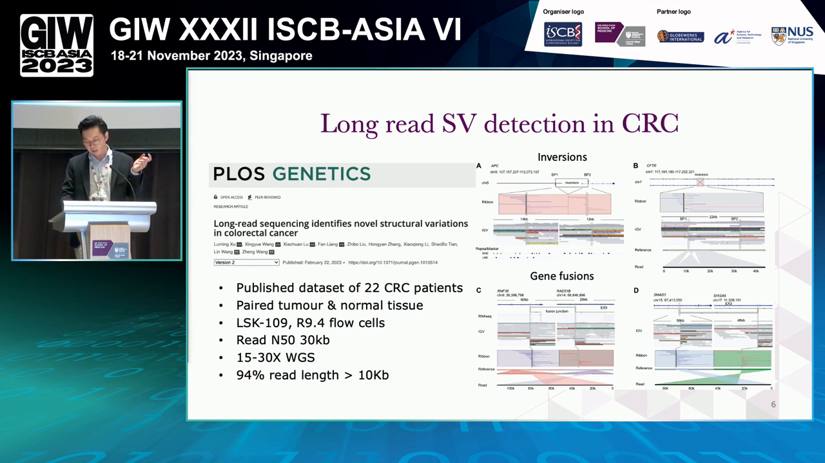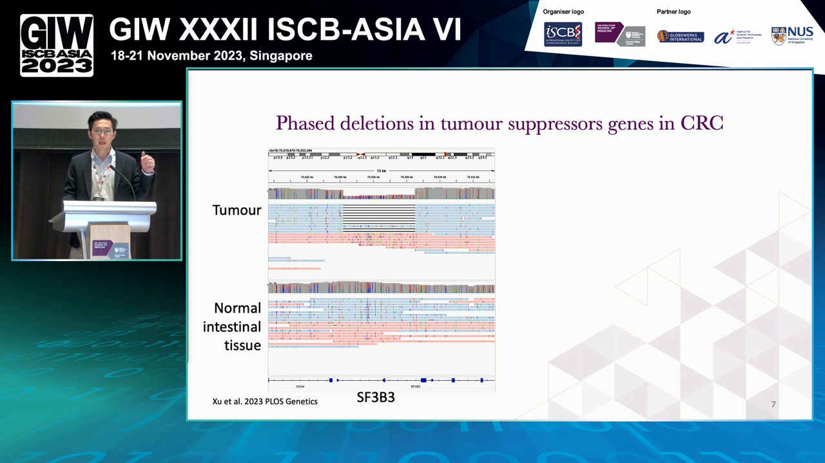But I wanted to take this one step ahead, because long-read sequencing isn't just about looking for rearrangements. You can push it further and look at phase information. This is useful because it tells you, for example, that one of the alleles is lost in the tumor, but it's not lost in the normal sample, the normal intestinal tissue.